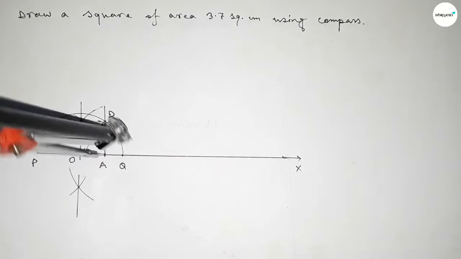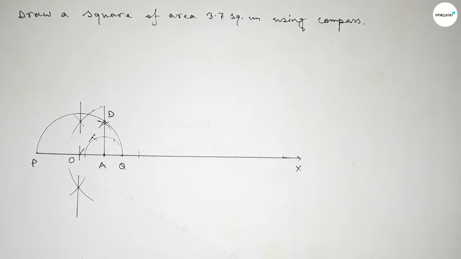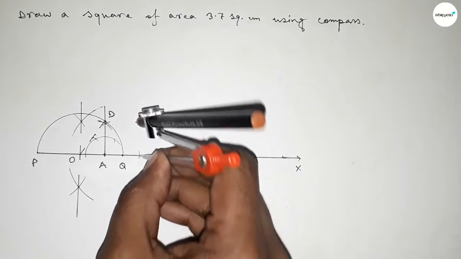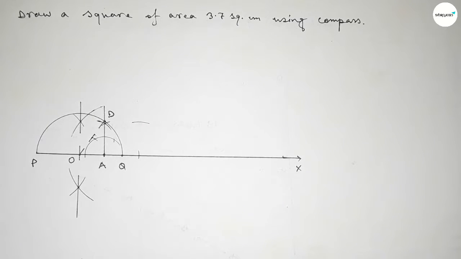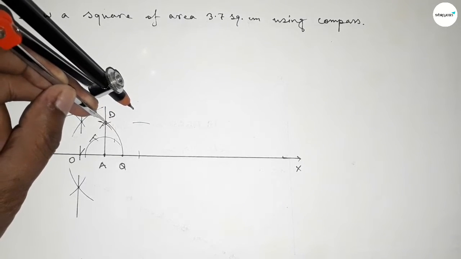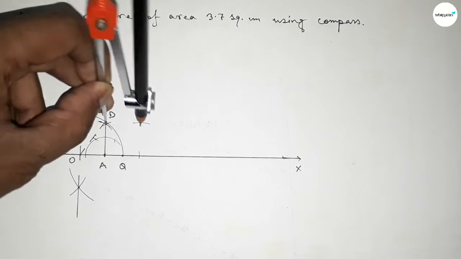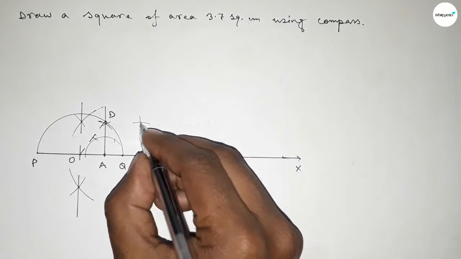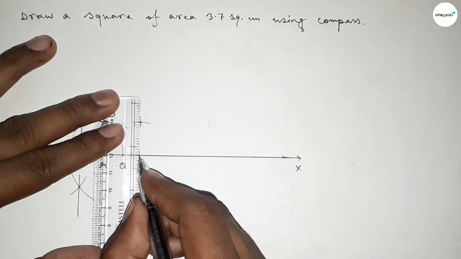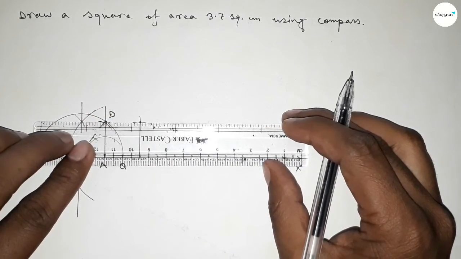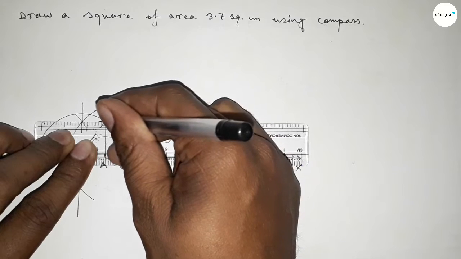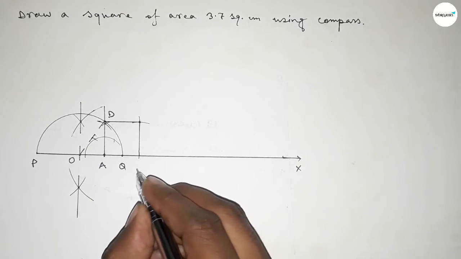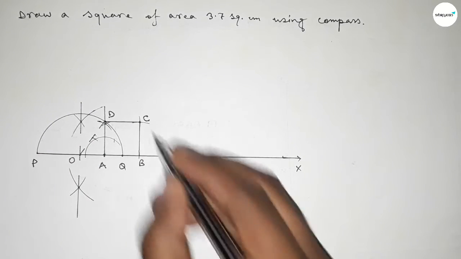and cut here, and with same length putting the compass here, cut here, with same length and putting the compass here and cut here. So both the curves intersect at a point. Now first joining this line, then joining this line. So taking here point B and here C.